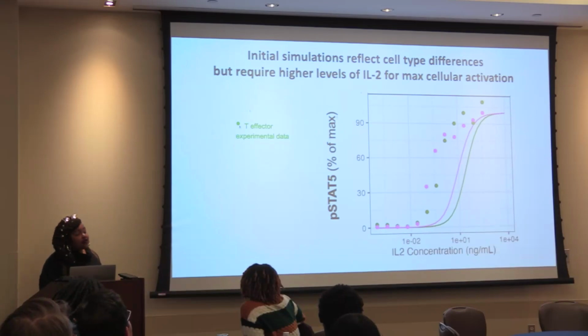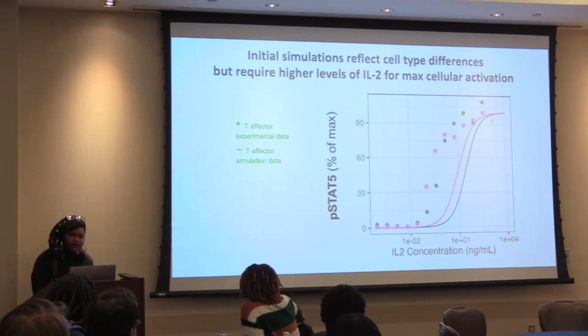The green dots are the T effector experimental data that Dr. Spengler's lab produced. And then the green lines are the T effector simulation data that the simulation produced. As you can see, the amount of IL-2 that was necessary to reach max activation in the simulation, if you only focus on the green, was much higher than in the experimental data. And we found the same thing when it came to the T regulatory data as well. Okay, so how do we fix this?